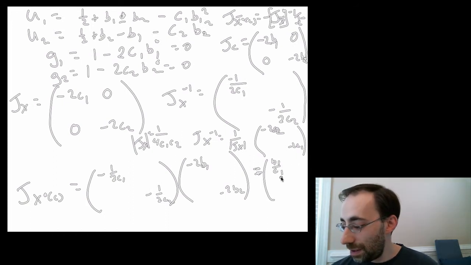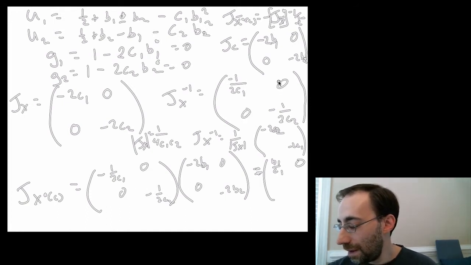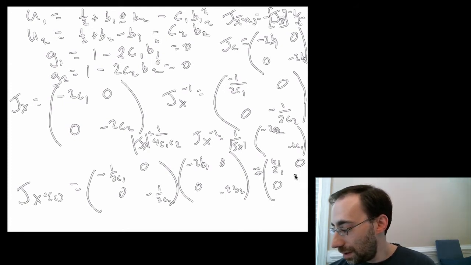B1 over C1 up there, and then so minus that's 0. These are zeros, by the way. Should have zeros here. And this one gives you 0, and this one is B2 over C2.